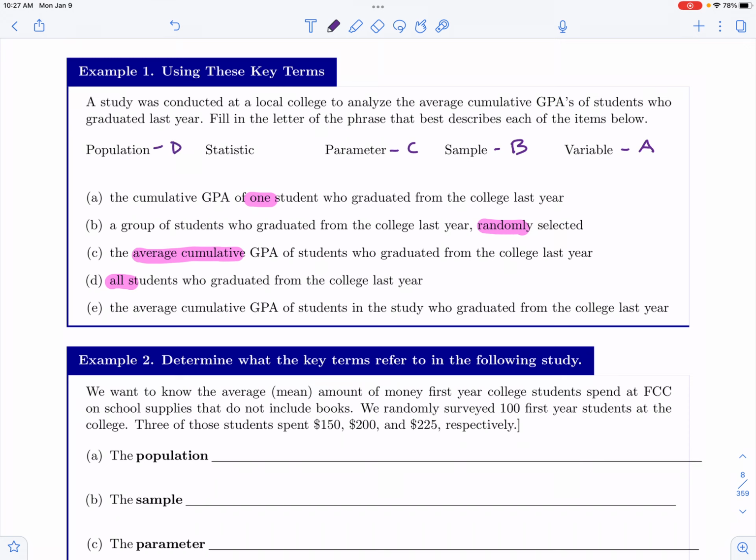And then finally for E, the average cumulative GPA of students in the study who graduated from the college last year. Since it says in the study, this is referring to the sample group that we surveyed. So this is going to be our statistic, so we'll get our E for that. All right, perfect. So again, this is just applying the definitions, making sure we recognize what's going on and we understand everything that's there.